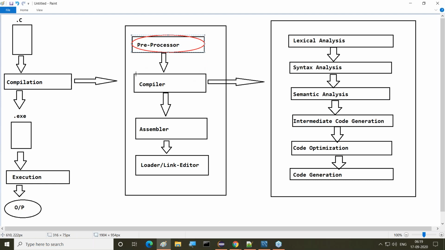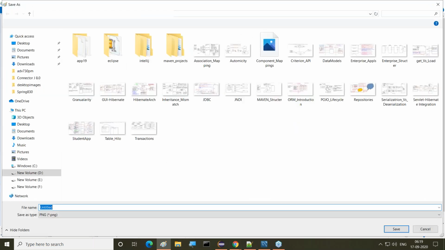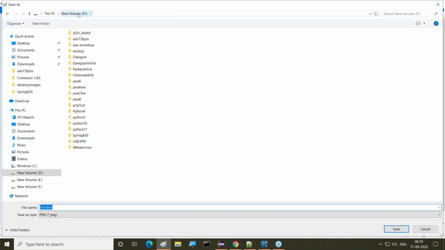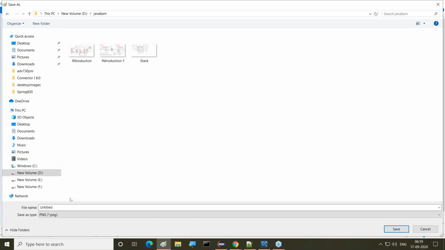For the sake of this particular point only, I've taken this diagram today. Let me save this and I will share these diagrams for you also. Within one or two days, I will create a channel. Through the channel, I will share all my class running notes, all class diagrams and everything. Don't worry about this.